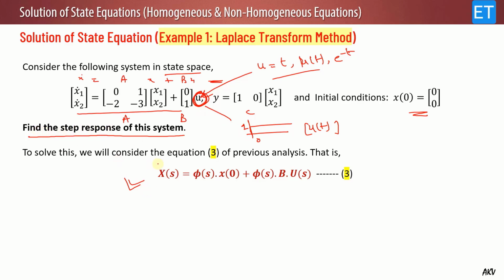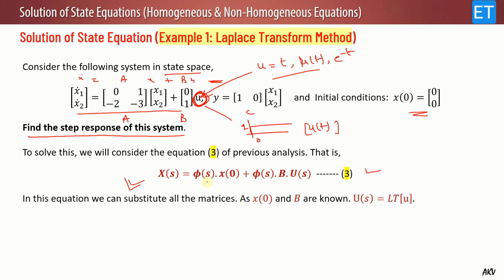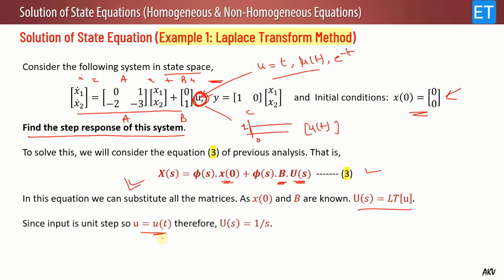So now consider this equation 3, which we have already derived. In this equation, if you look carefully, the x0 is known, I mean the initial conditions. Matrix B is known. Now US. So what is the US? US is actually the Laplace transform of the input, and my input is the ut, that is a unit step. So what is the Laplace transform of it? That is 1 upon s. So your US is actually 1 upon s, okay.